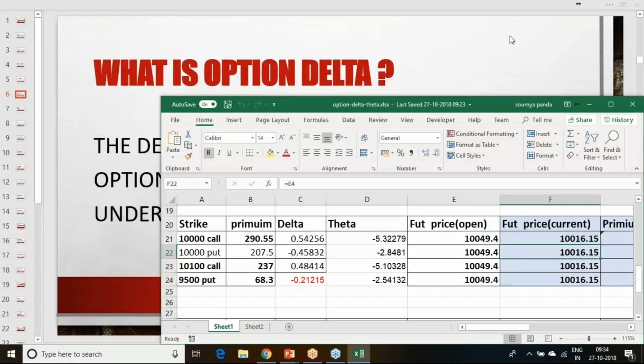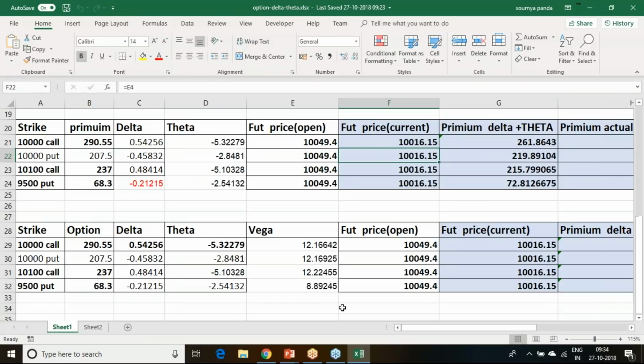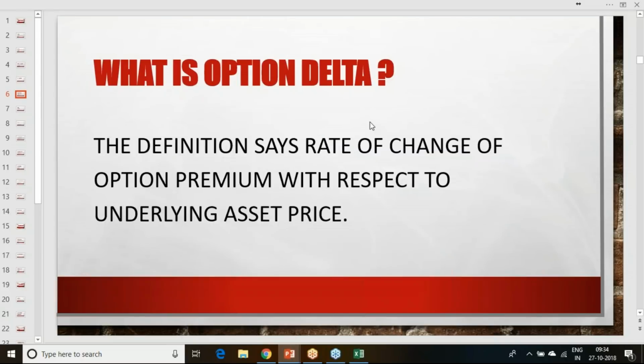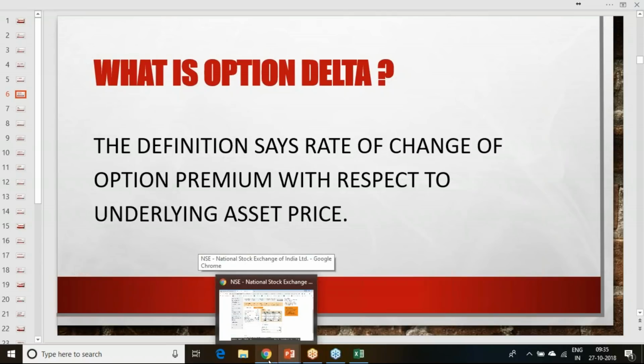In this particular presentation, you'll be learning about the delta and its use, and how you can use this delta for your trade. So delta, theta and vega, these three parameters you will be learning. You must be wondering how I can calculate all these things.